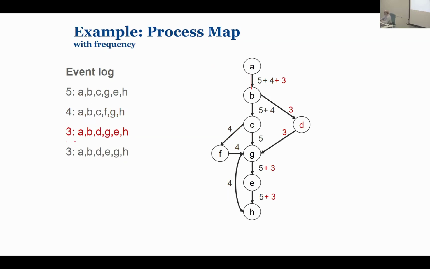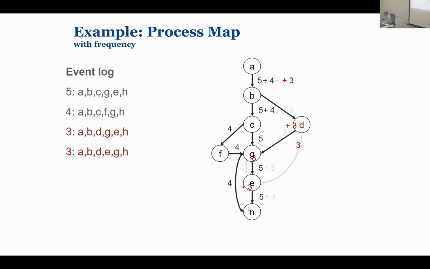Then I go to the third pathway. In the third pathway, I see A followed by B. I had already seen A followed by B. Now I have seen it 3 more times. So I will add plus 3 to the number in this arc. Then I see B followed by D 3 times. D followed by G 3 times. Then G followed by E 3 times. And then E followed by H 3 times.